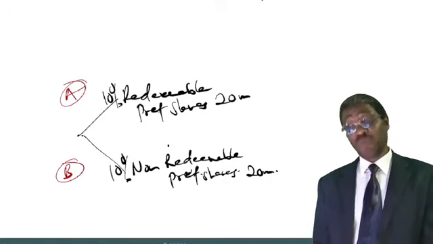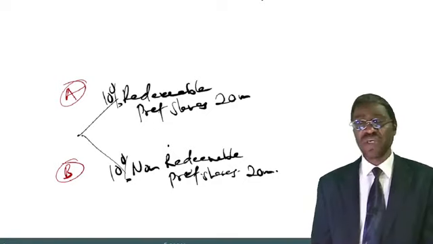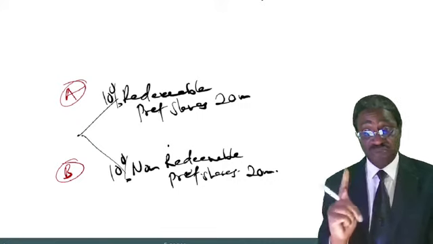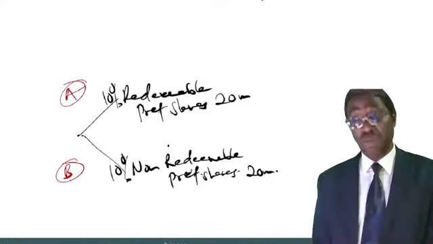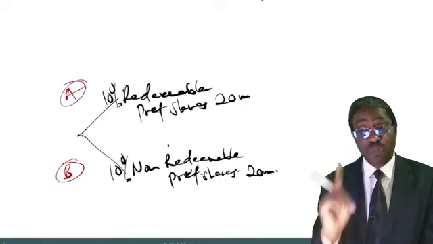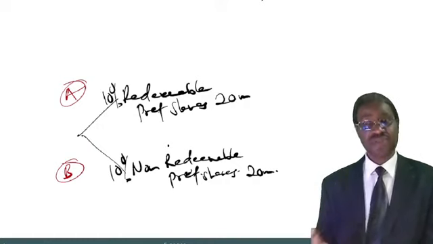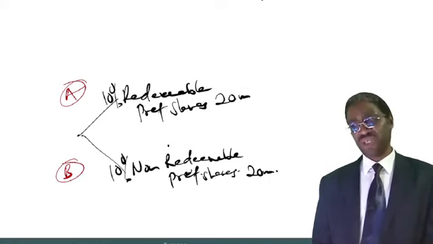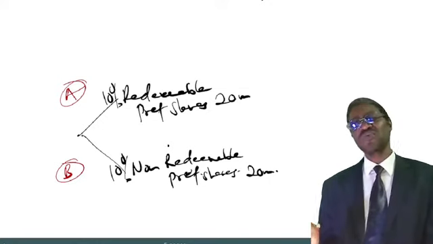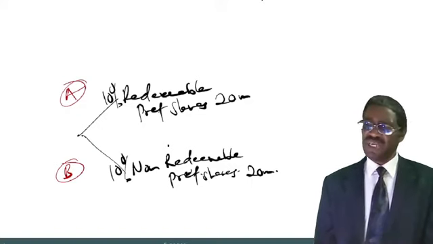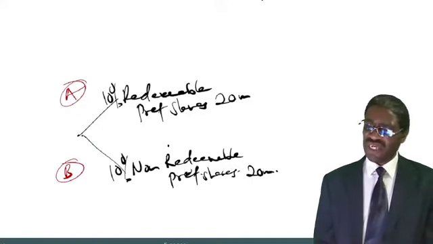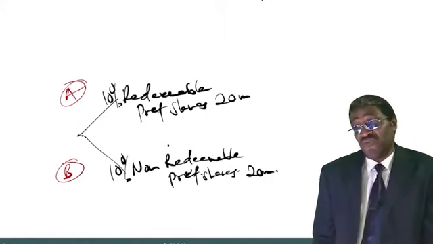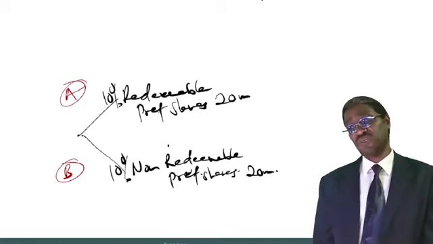But first, I hope you still remember what the difference is between a redeemable preference share and a non-redeemable preference share. Ten years ago, company A issued redeemable preference shares worth 20 million. Company B, ten years ago, when raising finances, issued 10% non-redeemable preference shares. What's the difference between the two types of shares? Listen.